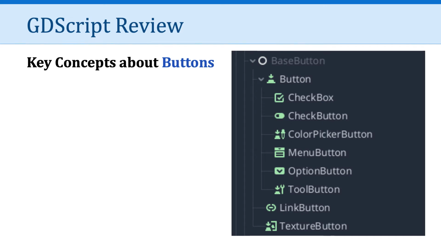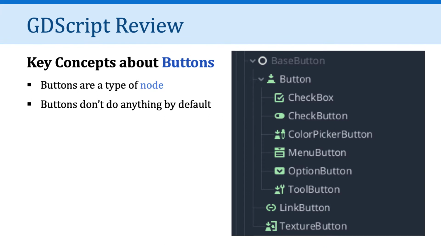So let's talk about the key concepts we've learned about related to buttons. We've learned that buttons are a type of node, and in fact if you look on the right hand side here, you'll see that there are lots of different kinds of buttons that we can use in our projects. We just used a regular old button, but there are checkbox buttons, check buttons, color picker buttons, menu buttons, option buttons, tool buttons, so on and so forth. We also learned that buttons don't do anything by default. They need to be programmed in order to actually provide some functionality to our projects.